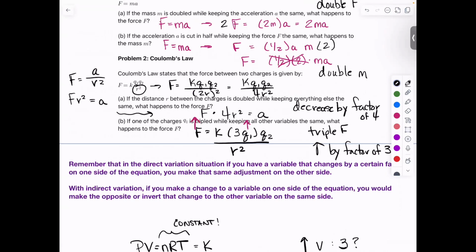So again, I hope this helps with direct and indirect variations and problems that you might see. I'll go ahead and put the worksheet, including the write-up, as well as a blank copy on the website.